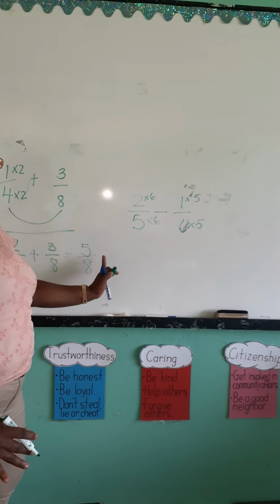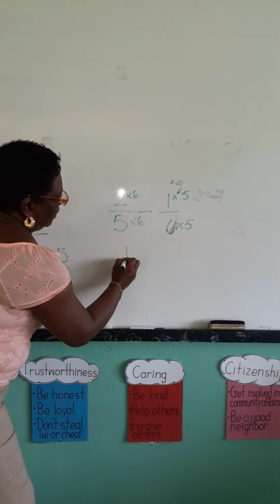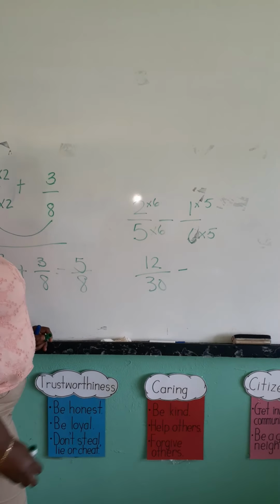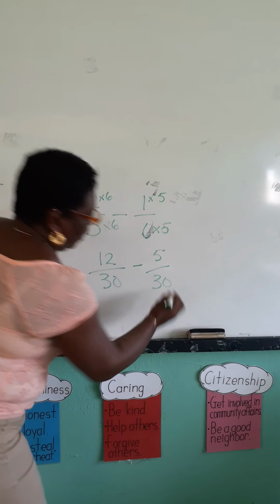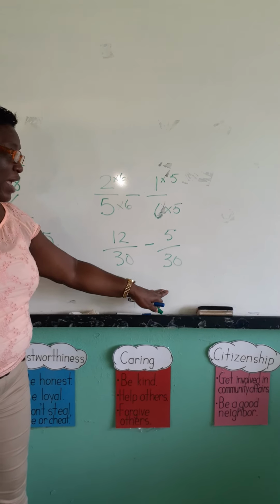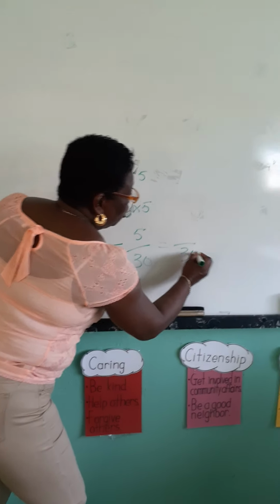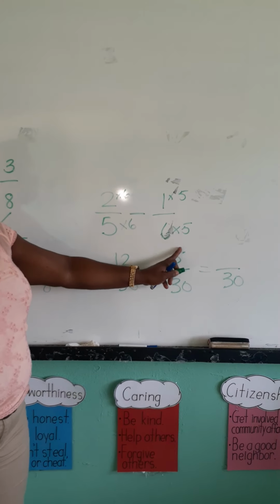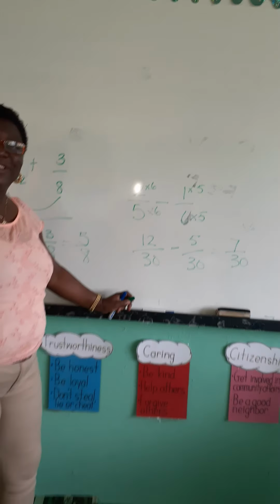You see what happened, right? So we say 2 times 6 is 12, 5 times 6 is 30. Take away, 1 times 5 is 5, 6 times 5 is 30. The denominators are the same. It makes life easy. When they're the same, our denominator for the answer is 30. We subtract the numerators. 5 from 12 is 7. Our answer is 7 over 30.